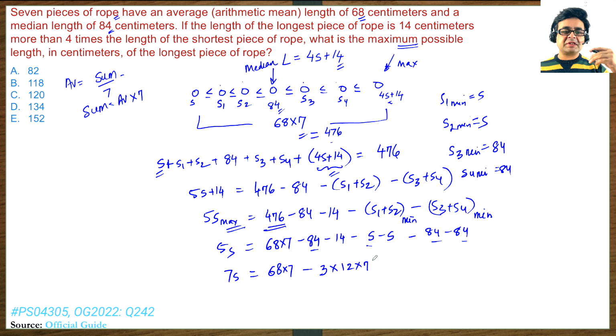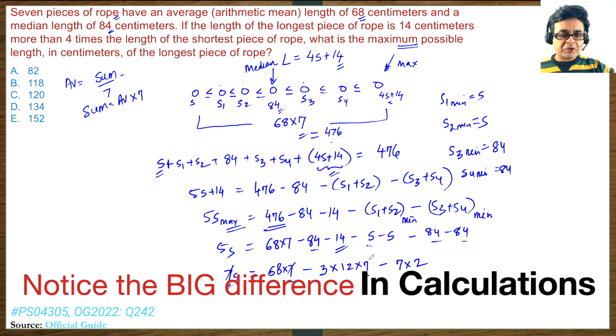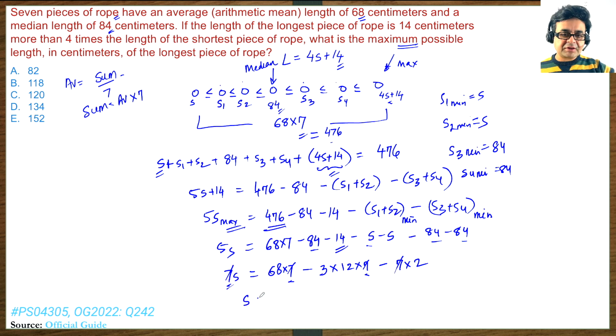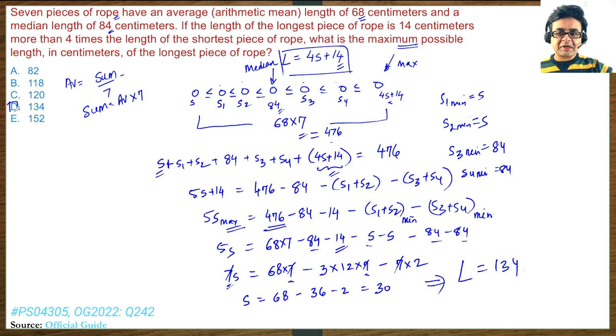If you recall, I had said one of the patterns I'm noticing is that all of these are multiples of 7. Now all of that is coming to fruition. If you see, we have 7 here, we have 7 here, we have another 7 here. Let's not forget about this 14, so that is 7 into 2. Now we can easily cancel off the 7 because 7 is common here, and we have s equals 68 minus 36 minus 2. That means s is 30, which implies by this formula that L would be 134. Answer is D.